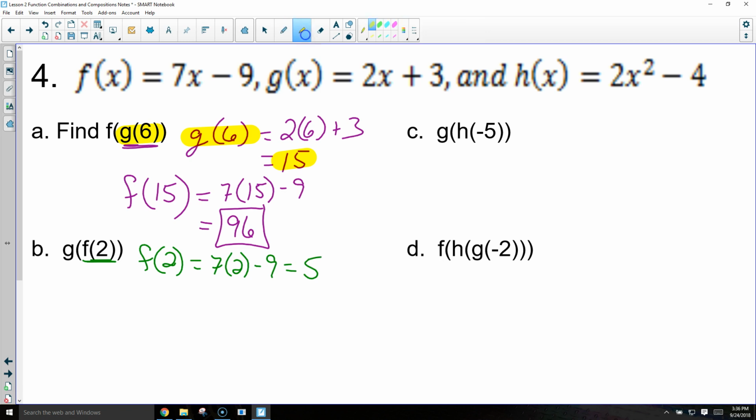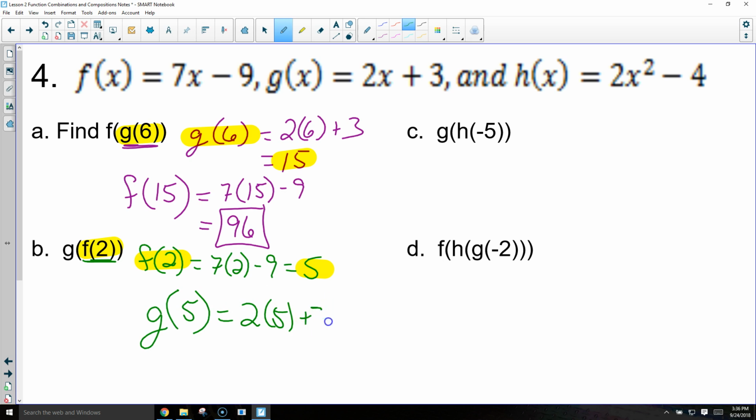Now likewise, I have f of 2 equals 5. I have an f of 2 right here, so I'm going to use substitution to find g of 5. So that's 2 times 5 plus 3, which is 13. That's my final answer. Try the next one on your own. Please pause the video.